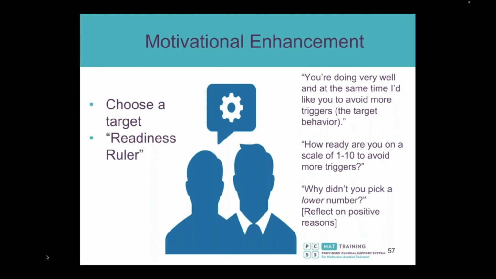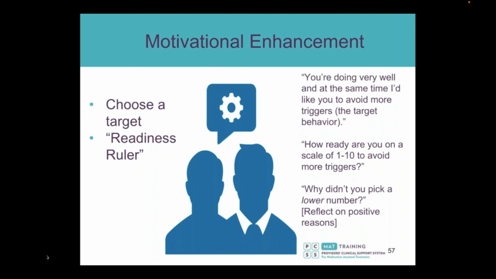So choose a target behavior. In this case, the target behavior is to avoid this coworker who is a trigger. And so we do a strategy called the readiness ruler. So we start by saying, look, you're doing really well. You're adhering to this and that and the other thing, X, Y, Z. And at the same time, I would encourage you to avoid the trigger that we've been talking about, that coworker at work.